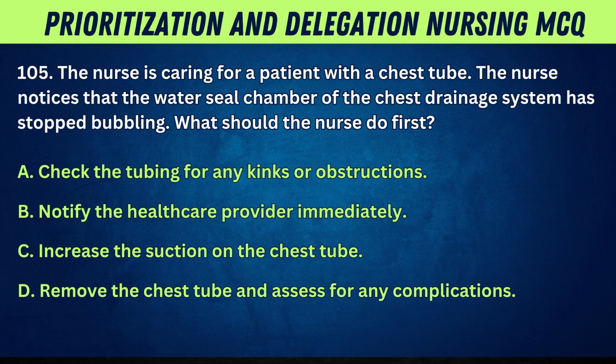105. The nurse is caring for a patient with a chest tube. The nurse notices that the water-sealed chamber of the chest drainage system has stopped bubbling. What should the nurse do first? A. Check the tubing for any kinks or obstructions. B. Notify the healthcare provider immediately. C. Increase the suction on the chest tube. D. Remove the chest tube and assess for any complications.